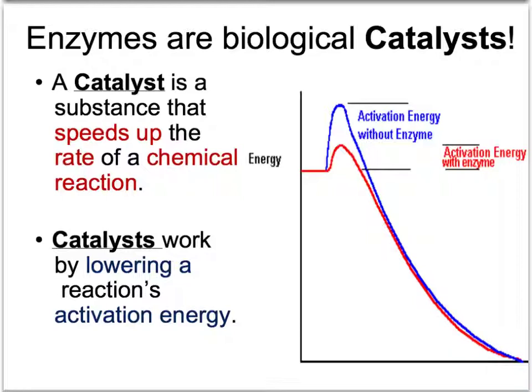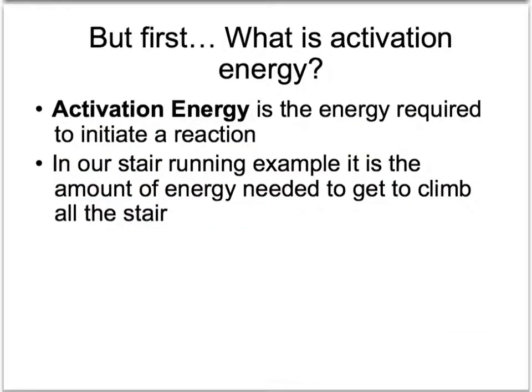Enzymes are biological catalysts. Like we said before, a catalyst is a substance that speeds up the rate of a chemical reaction. But how do catalysts work? They work by lowering something called the activation energy. But before you can understand how catalysts work, you have to know what an activation energy is. Activation energy is the energy required to initiate, which just means to start, a reaction.